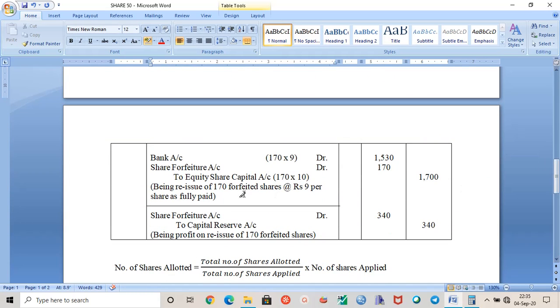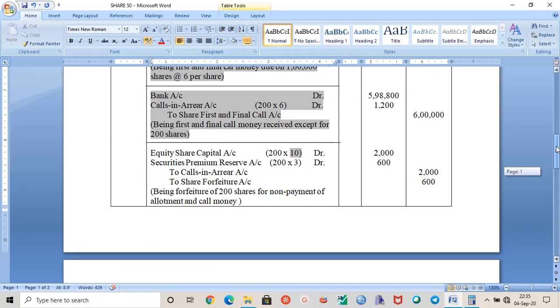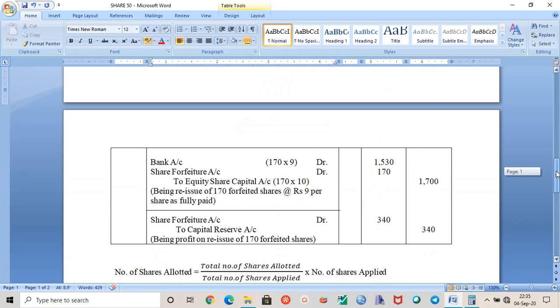After which, out of 200 number of shares, 170 shares will be reissued to the public at rupees 9, which is below the full face value, which means share forfeiture account will appear on the debit side. So this will be 170 into (10 minus 9), 1. So 170 into 1 will be 170. 170 into 9 will be 1530, and 170 into 10 will be 1700.